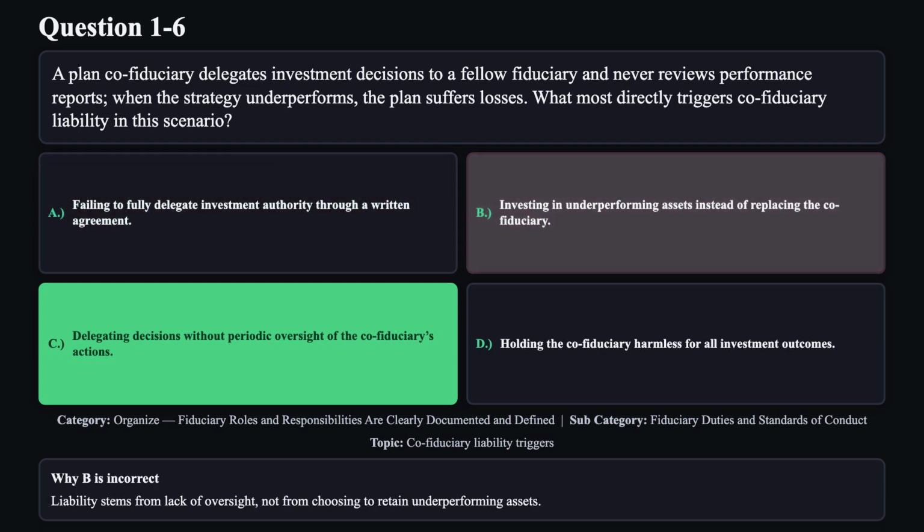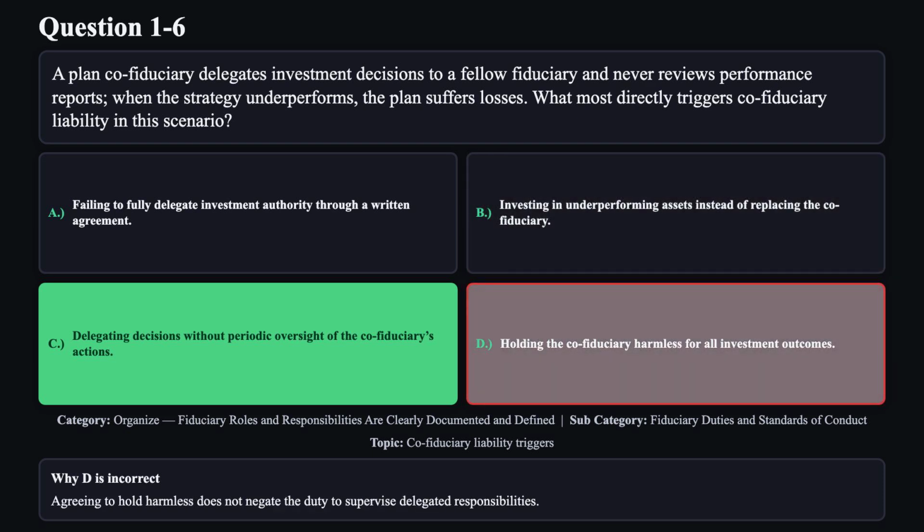Reason B is not correct. Liability stems from a lack of oversight, not from choosing to retain underperforming assets. Reason D is not correct. Agreeing to hold harmless does not negate the duty to supervise delegated responsibilities.